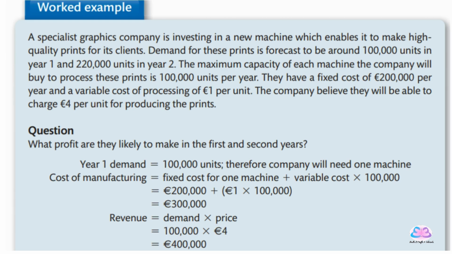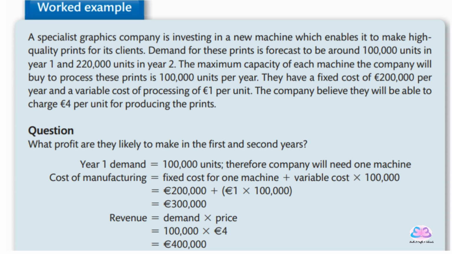Therefore, the company will need 1 machine. So the cost of manufacturing equals the fixed cost for 1 machine plus the variable cost times 100,000. Our fixed cost is 200,000 plus, in parentheses, 1 euro, which is the variable cost, times 100,000. So that equals 200,000 plus 100,000, which is 300,000.